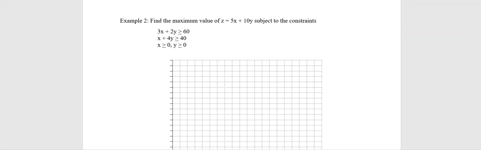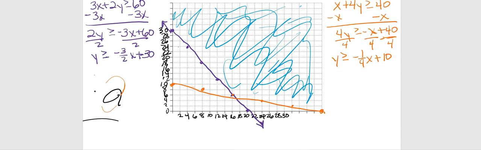Go ahead and look at the next one. So this time we are also maximizing. Here's my objective function, here's my inequalities. So we're going to go ahead and graph, just like before. That's always what we start with. So here is our feasible region. And so I'm going to pull out the corners.